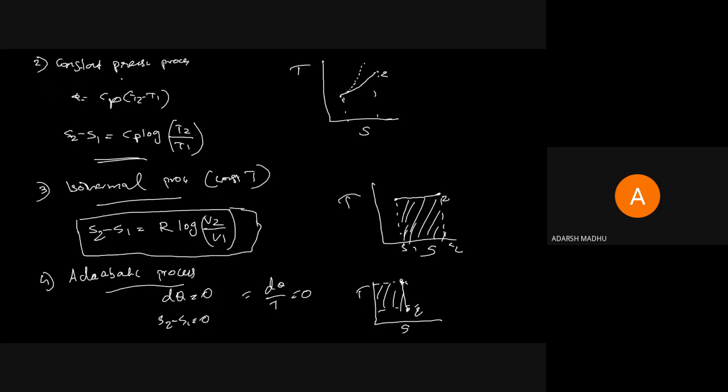Polytropic means, here adiabatic means P V raised to gamma equals constant, right? And polytropic means P V raised to n equals constant. So here also we can simply write the equation for a polytropic process. The simple equation is S2 minus S1 equals Cv log T2 by T1 plus R log V2 by V1.